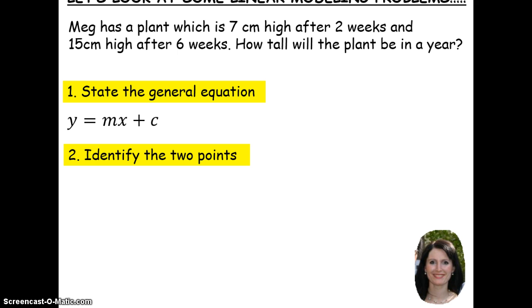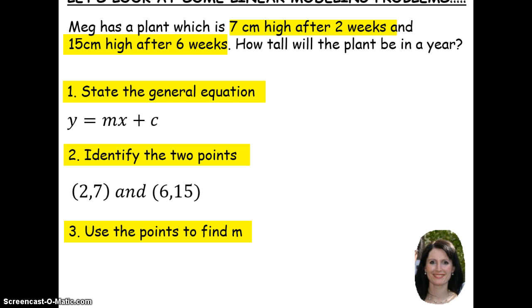x refers to the independent variable. So the time in this case is going to be the independent variable, because how high the plant grows depends on the time. So one of my points will be (2, 7), because 2 weeks and 7 centimetres, and the other will be (6, 15), because 6 weeks and 15 centimetres. I'm going to use these points to solve for m.